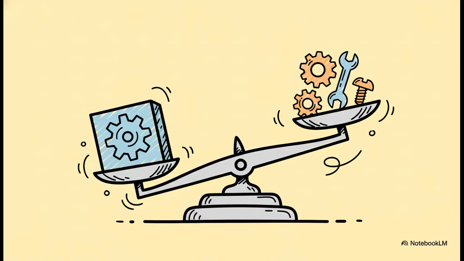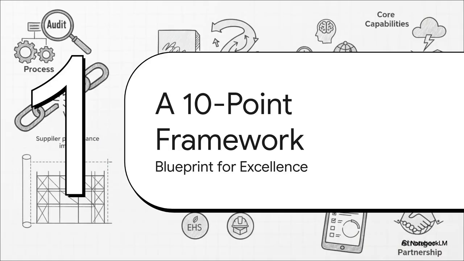Okay, so here's where it gets tricky. The real challenge is that a one-size-fits-all audit just doesn't cut it. You need a process that's standard enough to be consistent across the board, but also flexible enough to handle different types of suppliers and different industries. It's a real balancing act, for sure. So how do you actually build that blueprint?